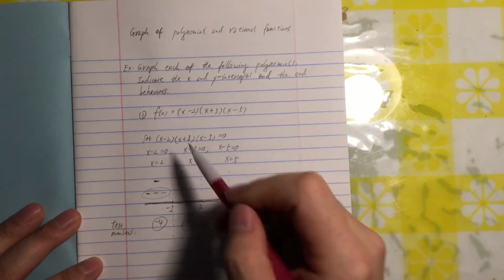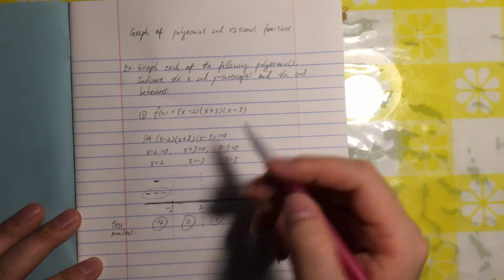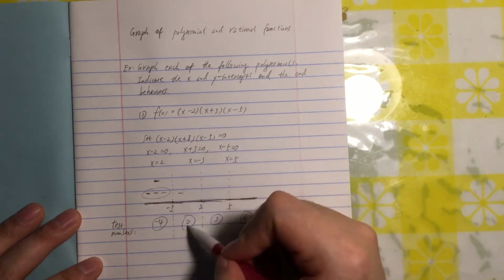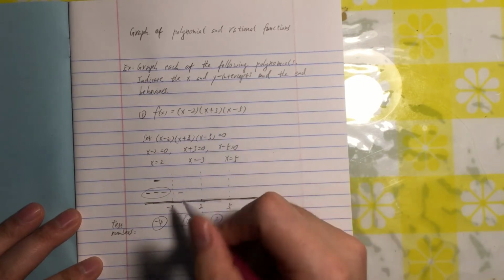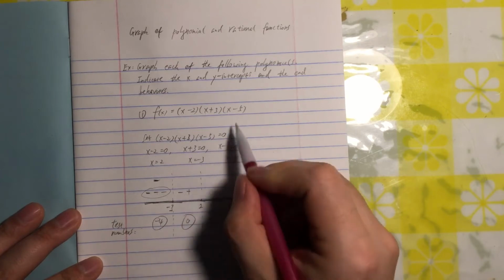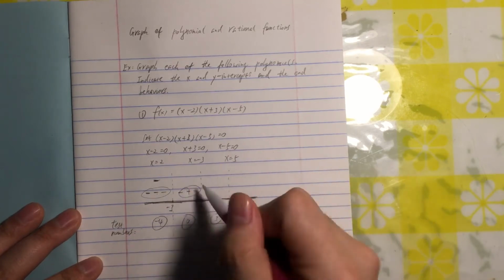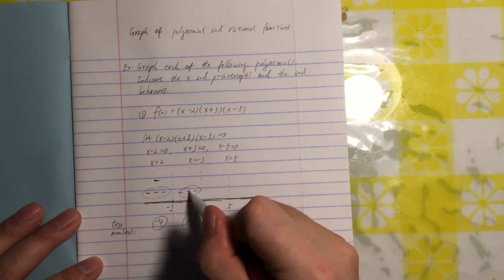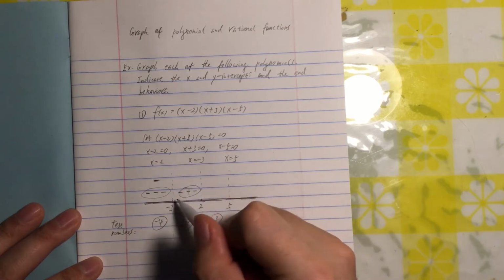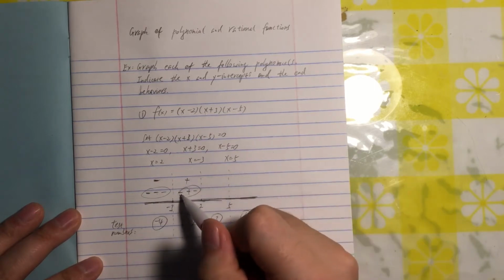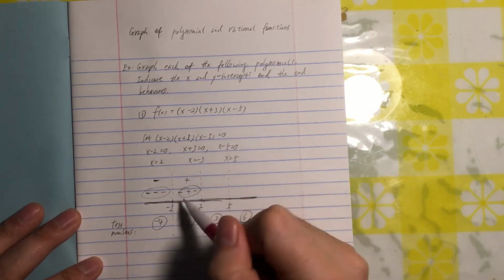If I plug in 0, 0 minus 2 is negative 2, that's negative. We only care about the sign. 0 plus 3 is positive. 0 minus 5 is negative. Then multiply together. Negative number times positive number is negative, and then negative number times negative number is positive. If there is an even number of negative signs, the product is positive.